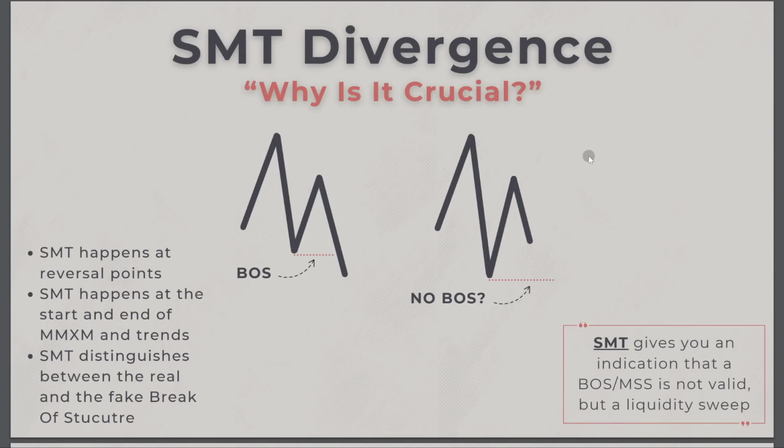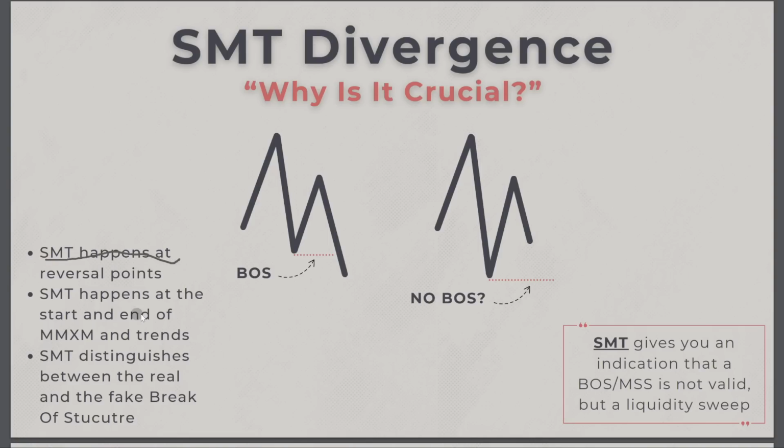But if we see 2 pairs not taking that low, and only 1 pair is taking that low, what does it tell me? That usually this is a reversal point and it's not a real breaker structure. This one is just going to go up, and instead of a breaker structure, there's going to be only a liquidity sweep. So in short, SMT gives you an indication that a breaker structure, a market structure shift, is not valid, but is nothing but a liquidity sweep.